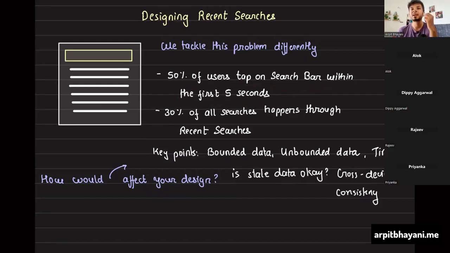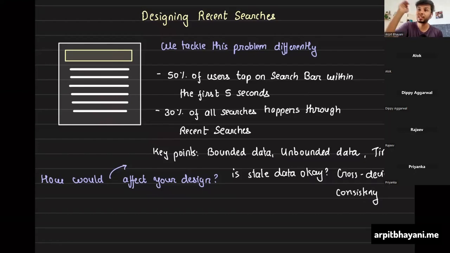It means that there is going to be very high traffic on this service. Not just traffic, but also use, like everyone would be using this thing that you are building. That's number one. Number two is 30% of all searches happen through recent searches, which means that when you tap on the search bar, let's say 10 of them, right? You see the last 10 recent searches made.